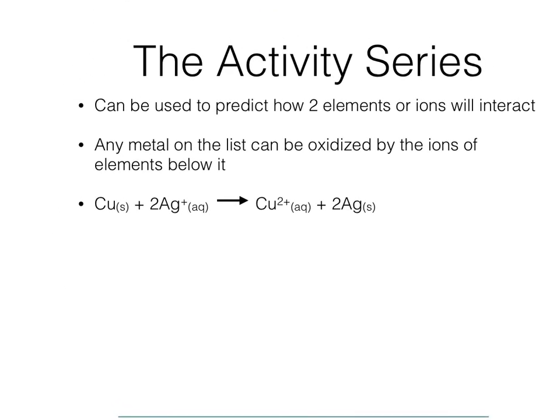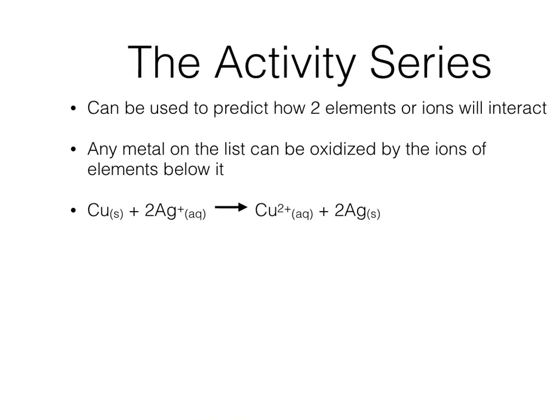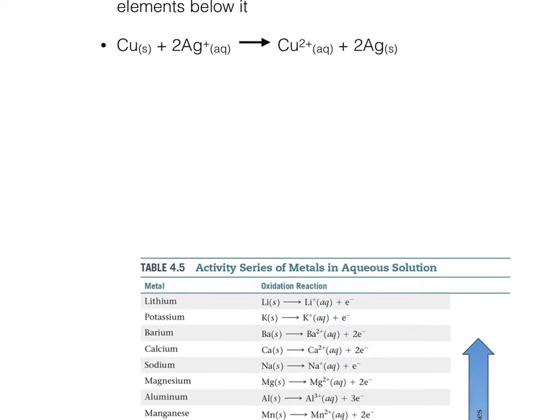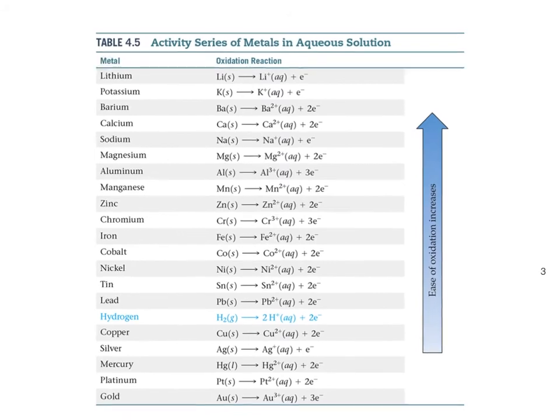So the activity series, kind of like the solubility table, is a method to predict how two elements or ions will interact. Any metal on the list can be oxidized by the ions of elements below it. In a second, we're going to look at this list. The arrangement of these two metals on the activity series tells us whether or not they can function or what happens. So here's our activity series.